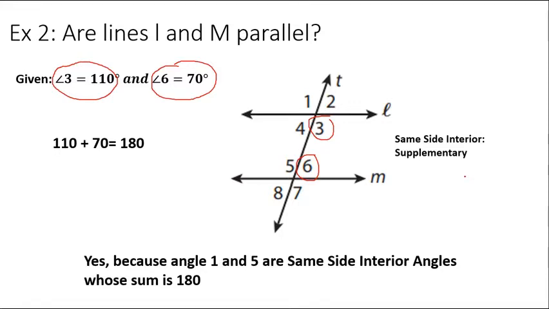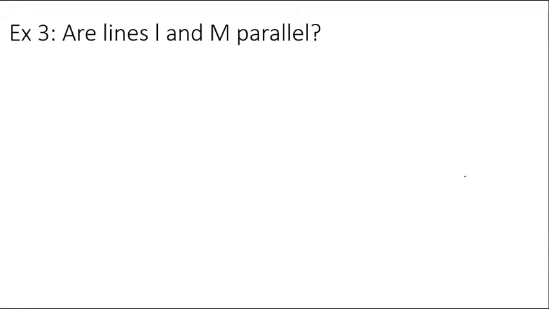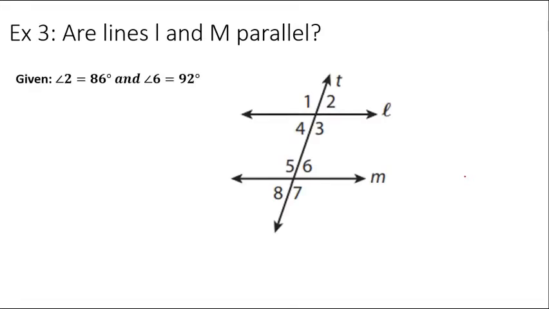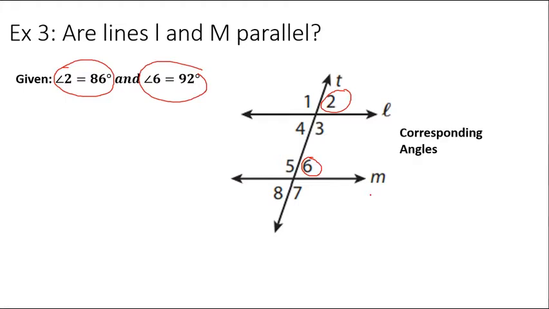Okay, so now let's get to example 3. We're asking the same question, are lines L and M parallel using the given information. So in this case, they tell you that angle 2 is 86, which angle 2 is up here. And they also tell you that angle 6 is 92, which is right here. And again, the angle relationship between these two, we say they're corresponding angles.